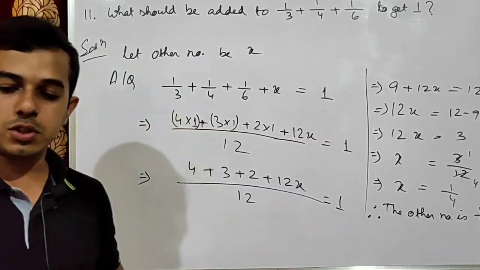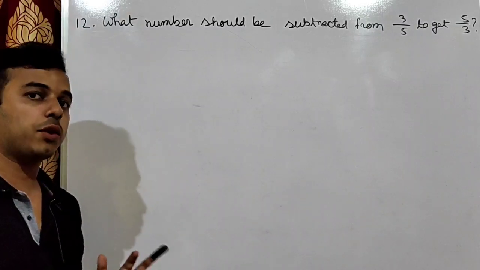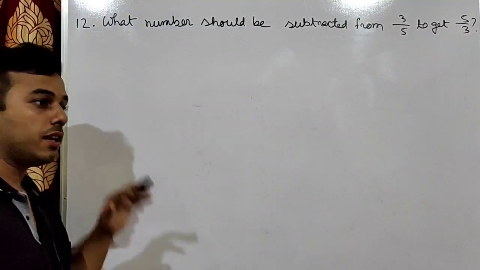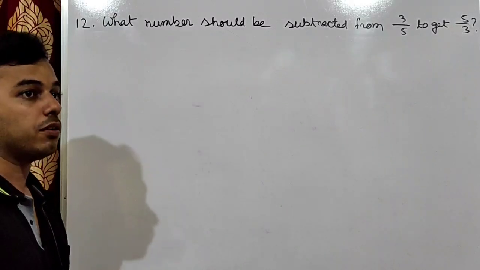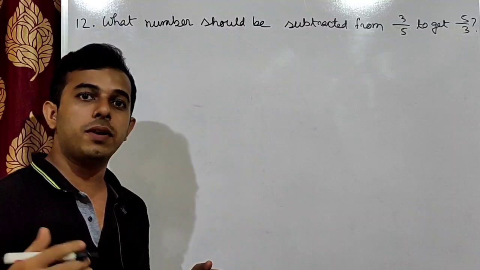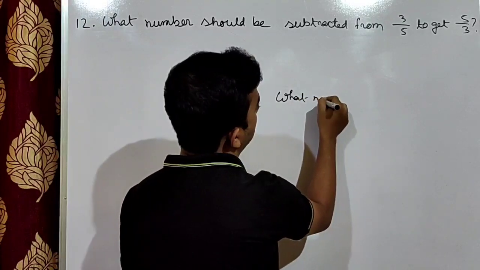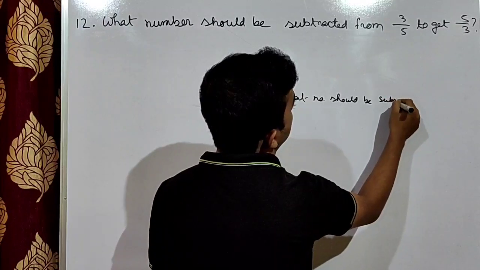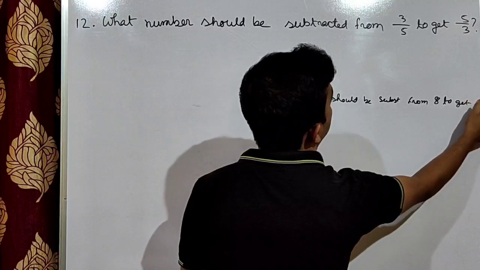So now let's proceed to our next question, that is question number 12. So here the question is, what number should be subtracted from 3 by 5 to get 5 by 3? So for this also let me give one more question, then it will be better for you. So our question is, what number should be subtracted from 8 to get 6?